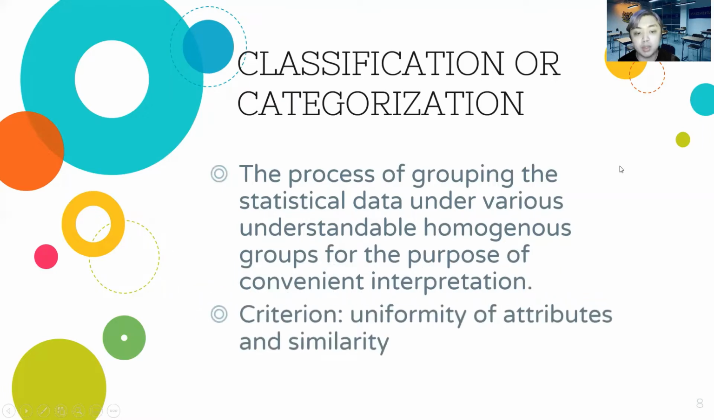Now you have to take note of the criterion. The uniformity of attributes and similarity of the data must be looked into. For example, yung mga demographic data like the age, the sex, the marital status of participants. How are we going to categorize those data? The scores, the measurement, those observed data that we gather, how are we going to classify and categorize them?